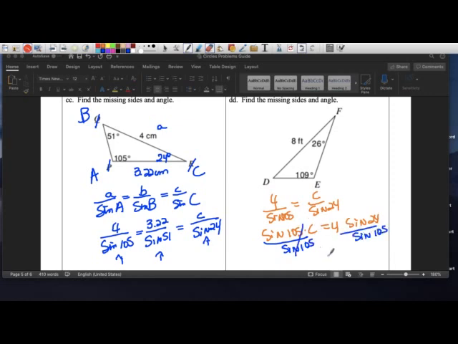And we can get our little c. So let's multiply that out. I'm just going to do the whole thing: 4 times sine 24 equals 1.62. Now I'm going to divide that by sine 105. That gives me 1.68 centimeters. So little c here, which is this side over here, is 1.68, rounded. Okay, so that's the law of sines.